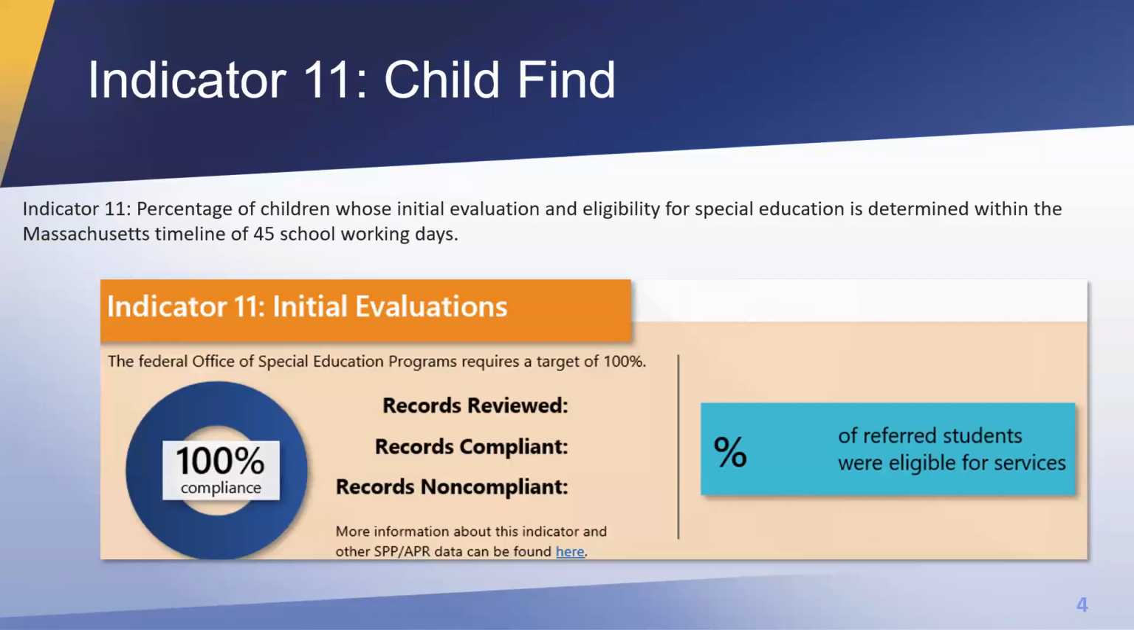So we're going to look at what you did for your Group A review. We collected your three indicators, 11, 12, and 13, during that 21-22 school year. Indicator 11 is a compliance measure related to child find. It's a measure of the percentage of children whose evaluation and eligibility for special education is determined within the Massachusetts timeline of 45 school working days.